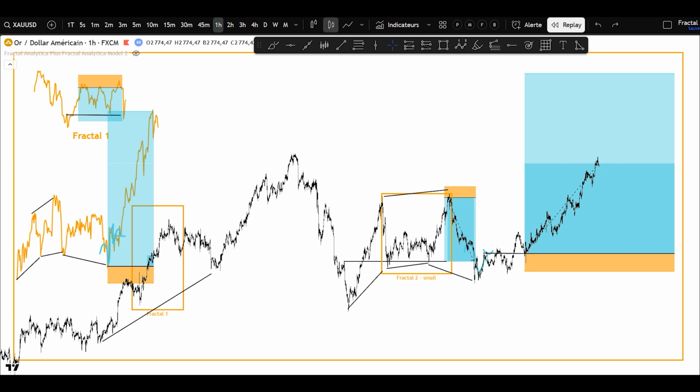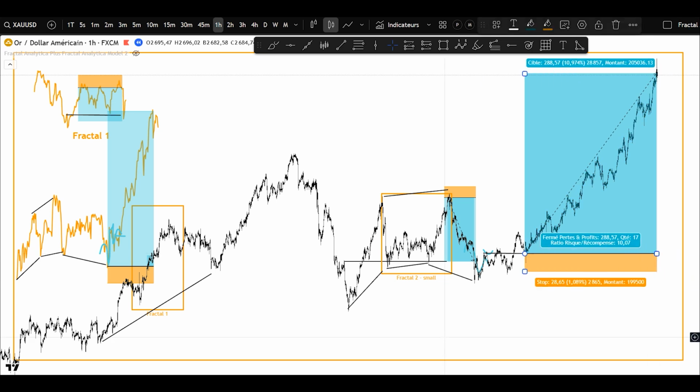This is a perfect example showing that within a single wave, you can often find multiple fractals, each offering different entry points and different take profits, allowing you to fully capitalize on an entire move or an entire trend.